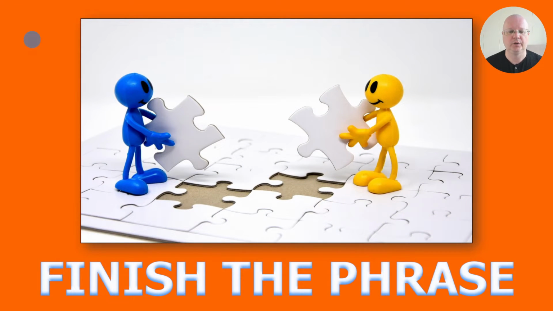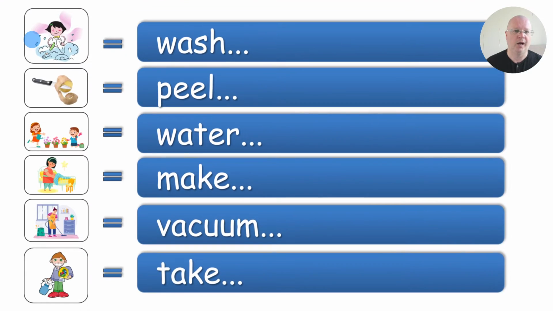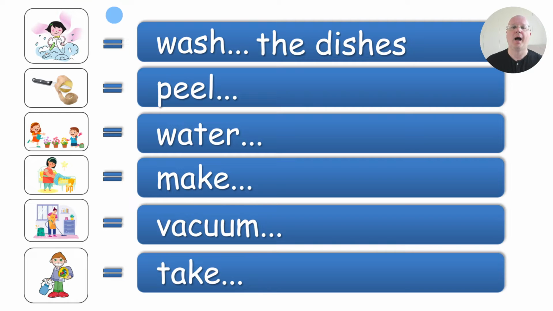Yeah, and here's our first activity. We are going to practice these phrases. So how do we do that? The teacher says the first word and the students need to finish the phrase. So here's how you do it. I say wash and then the students say the dishes. I say peel. Then the students need to finish the phrase, and you can wait.